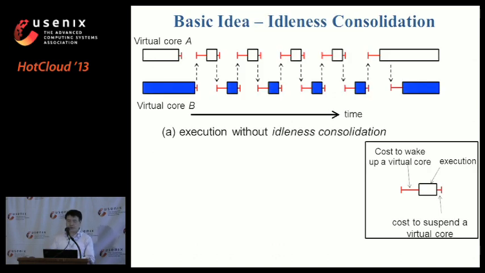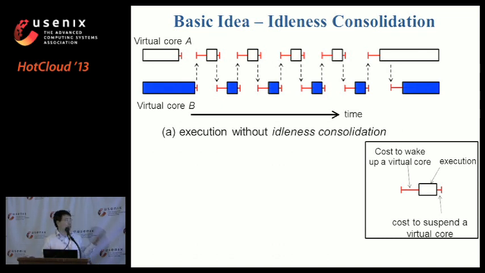So in Gleaner, we use two techniques to improve performance. The first technique is called idleness consolidation. The basic idea is to consolidate short period idleness into longer period idleness so that we can reduce the frequency of the status change of the virtual cores. I use this example to explain the basic idea.